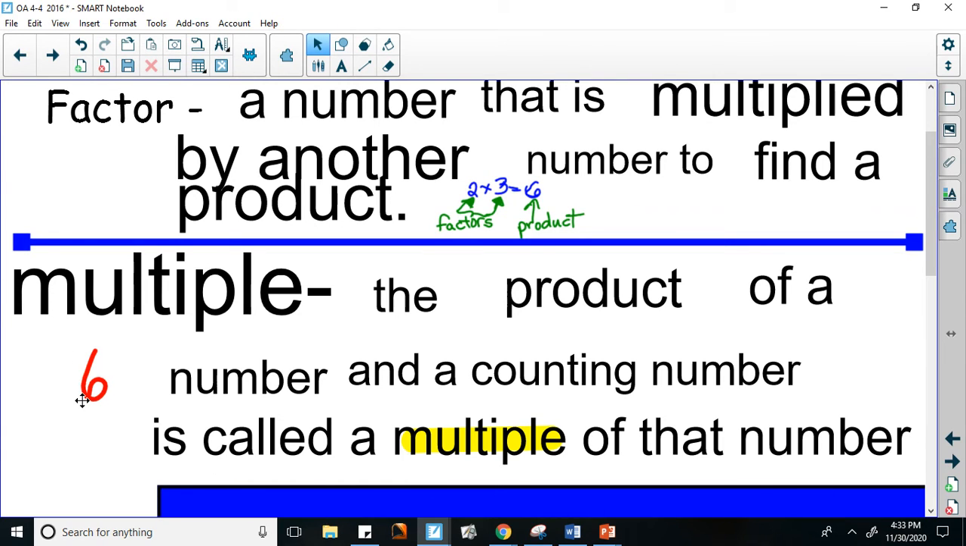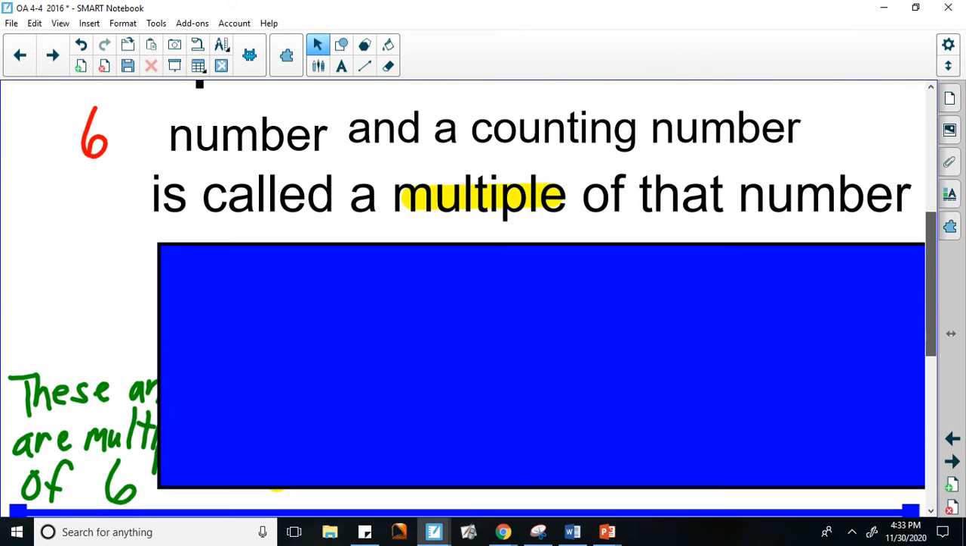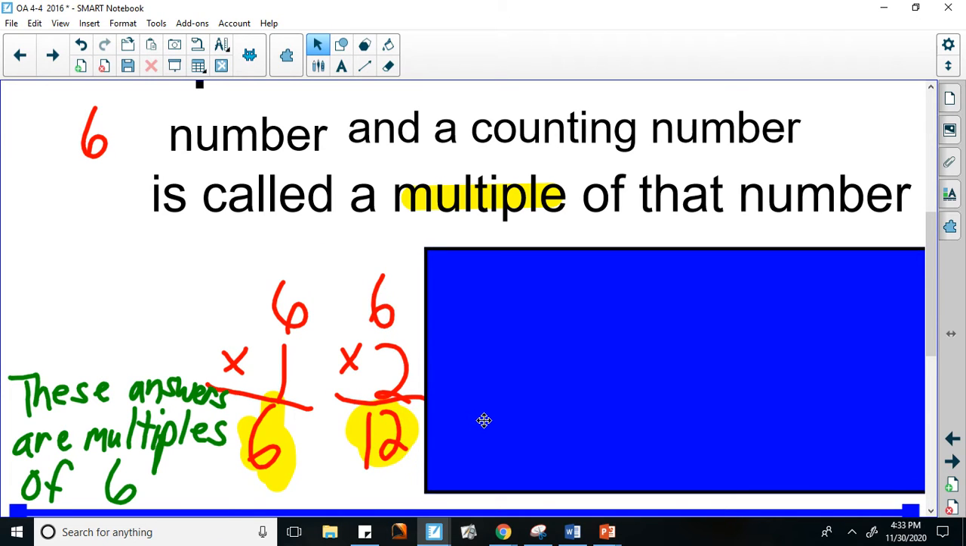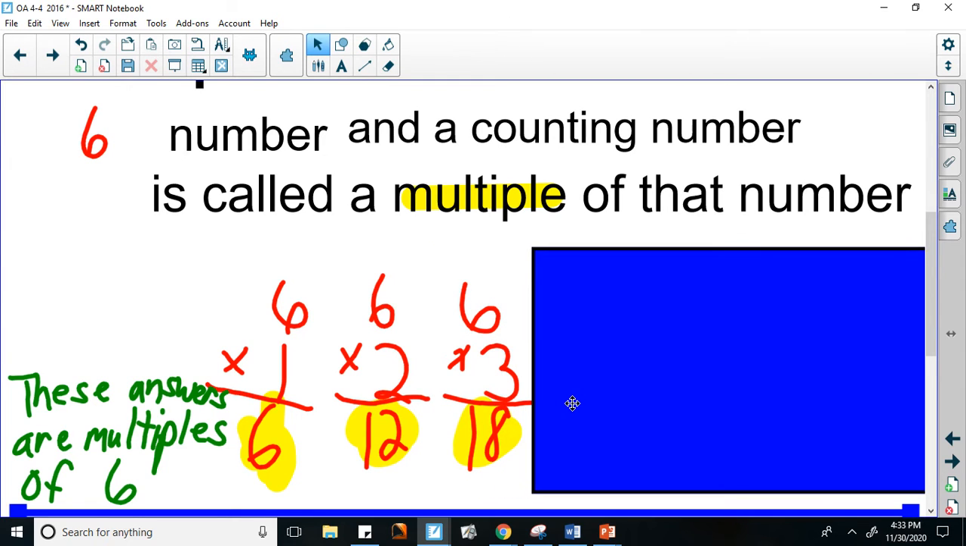So for instance, if I have the number 6, I need to multiply each one by 6. So I'm going to start with 6 times 1. The answers are the multiples because the answer is a product. So let's do 6 times 2. What's 6 times 2? 12. 12 is the second multiple. What's 6 times 3? See how I'm counting up? 1, 2, 3. 6 times 3 is 18.